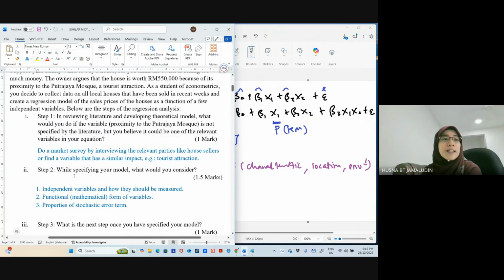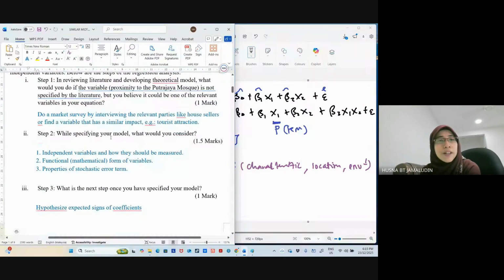Okay. So step 2, while specifying your model, what will you consider? Remember step 2, specify your model. What will you consider? You have to include independent variables and how you measure them.